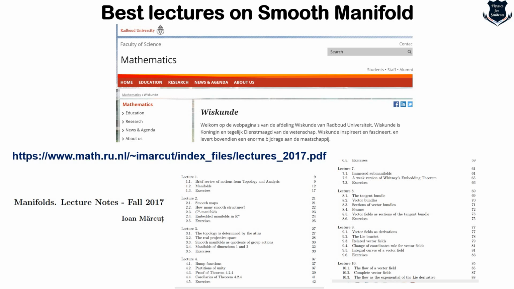I have cited lectures as well as books. The reason is that this is the foundation. This is the cornerstone of differential geometry. Without that, it will become very difficult.